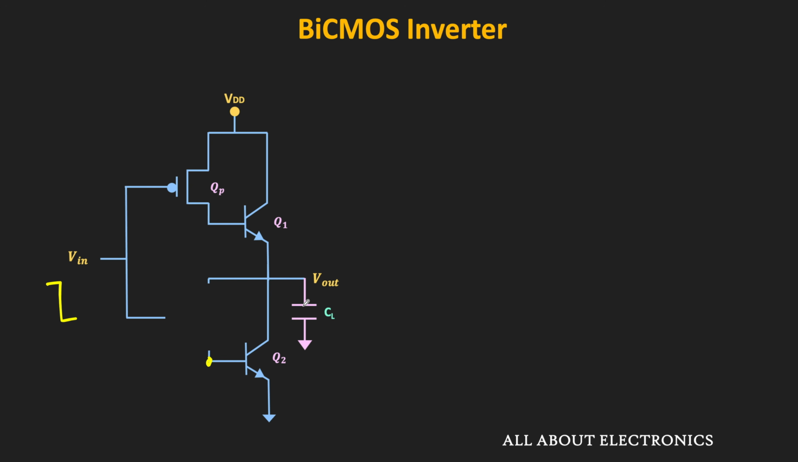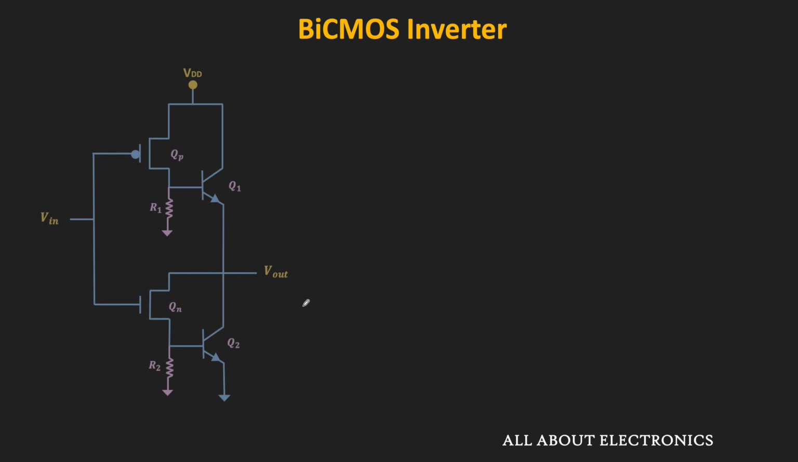So this problem can be solved by connecting a resistor at the base of the transistors Q1 and Q2. Now when the PMOS transistor is in the off condition, the base charge of the Q1 can be removed through this resistor. Similarly, when the NMOS transistor goes to the off state, the base charge of the Q2 can be removed through this resistor. And in this way, we are providing the path to remove the base charge.